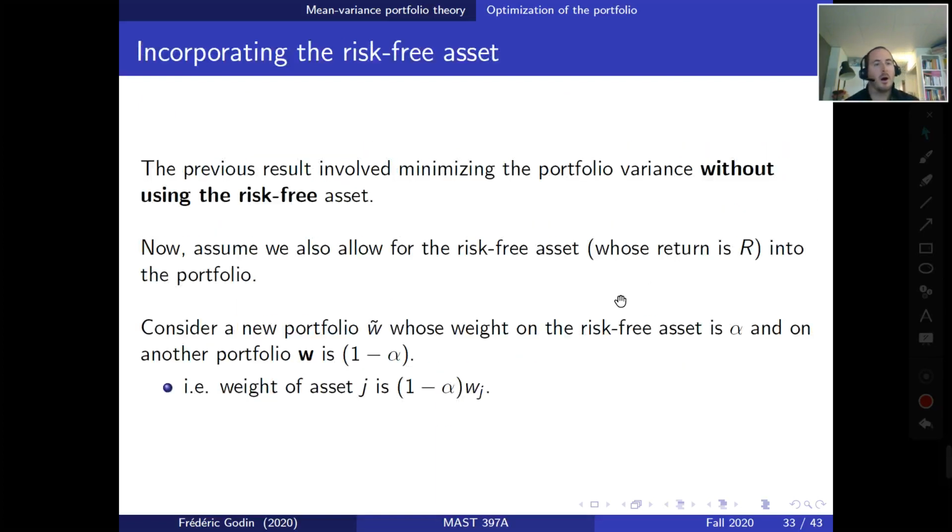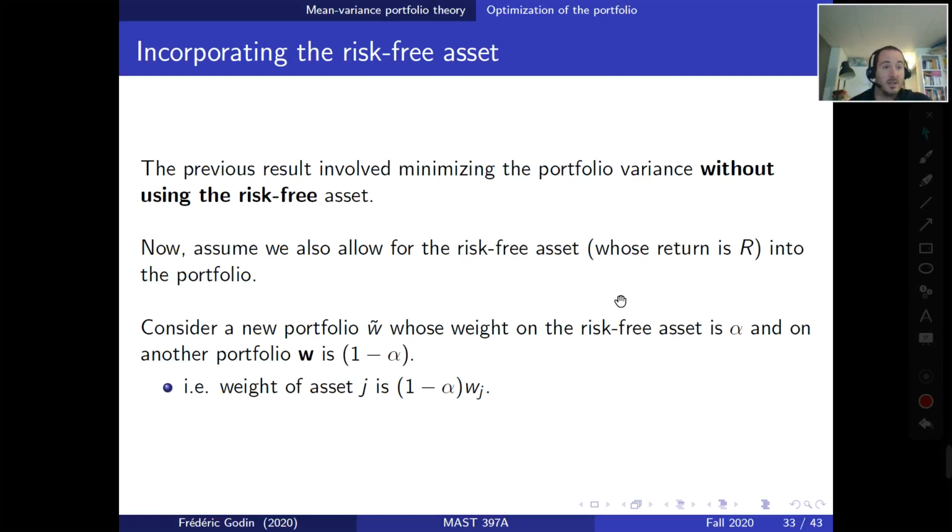So this completes our first optimization problem. This is the problem of finding, across all portfolios containing only risky assets, so the risk-free asset was excluded from our calculations previously, the set of optimal portfolios which minimized the variance for a given amount of expected return.